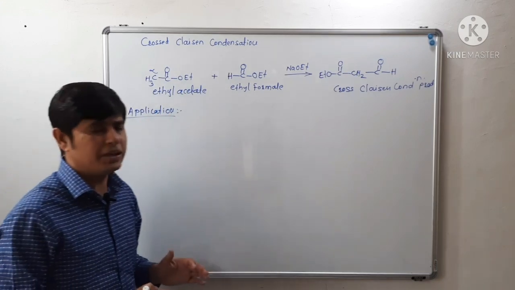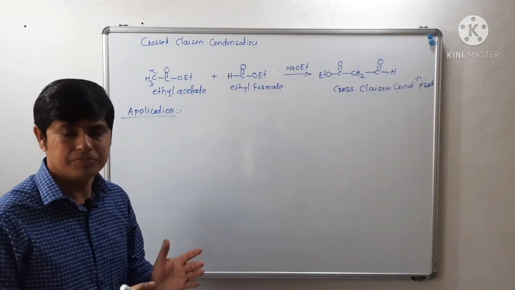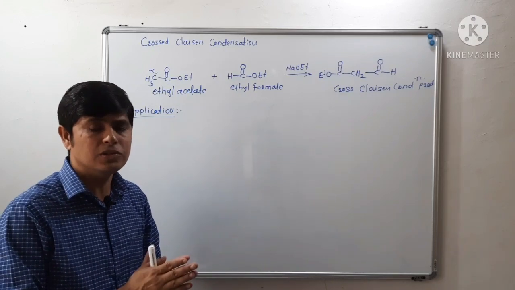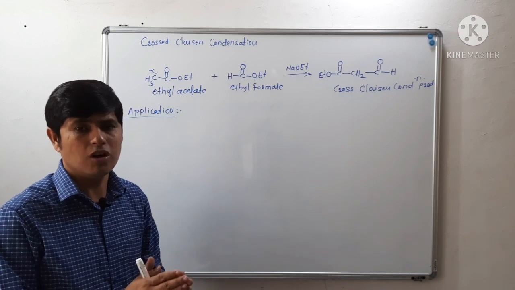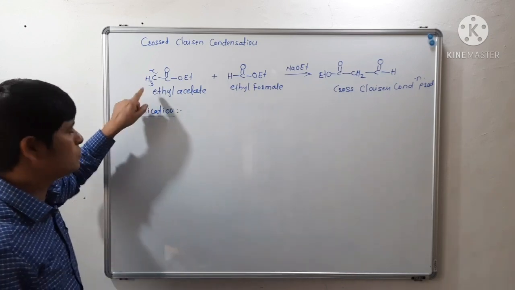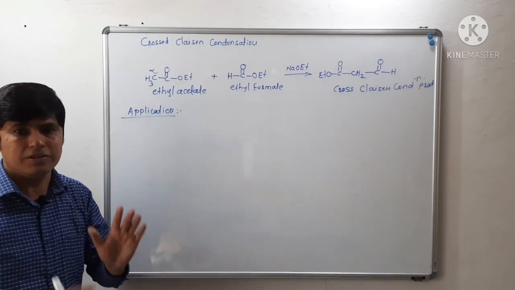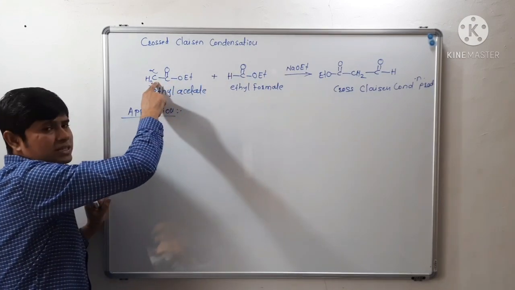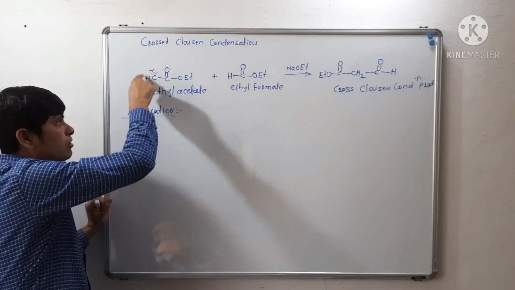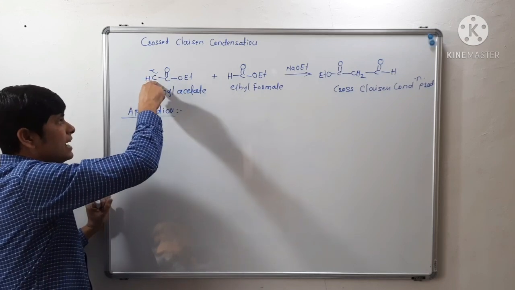Before going to the application, we will look at the mechanism. The mechanism is similar to the Claisen condensation reaction. First is the generation of carbanion. The base will abstract a proton from this alpha carbon, so you will have a carbanion at this carbon.